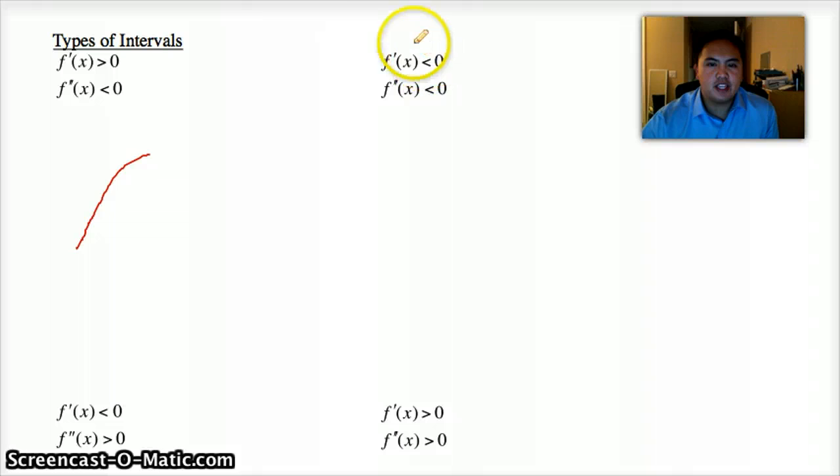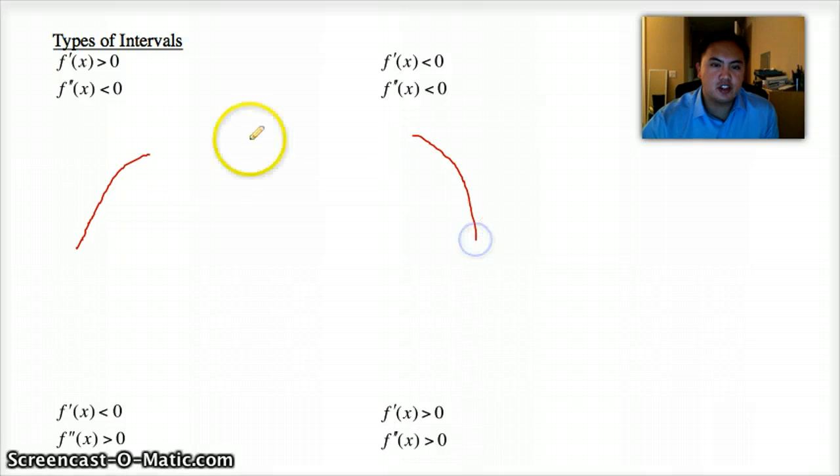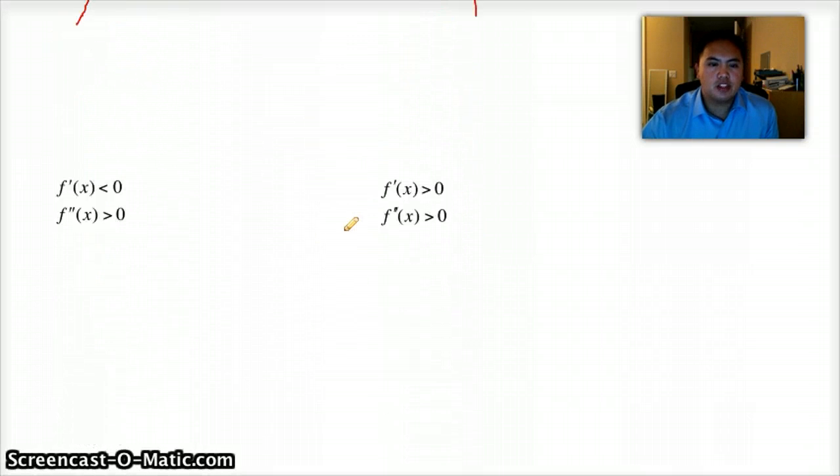Here on this right one, I see f prime is less than 0, and f double prime is less than 0. That means it's decreasing and concave down. So if it's decreasing and concave down, it looks like this. And you can see it sort of looks like the second half of this one. As I scroll down, let's look at some more.